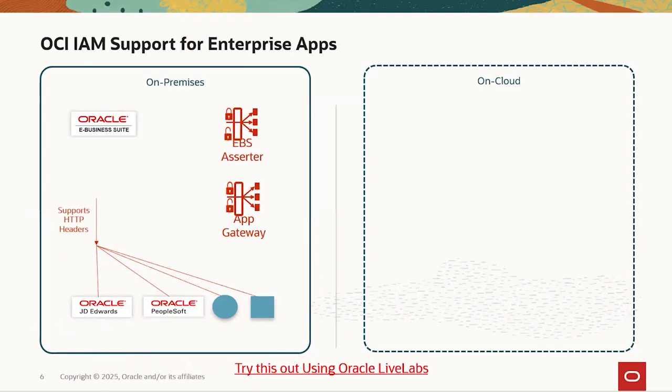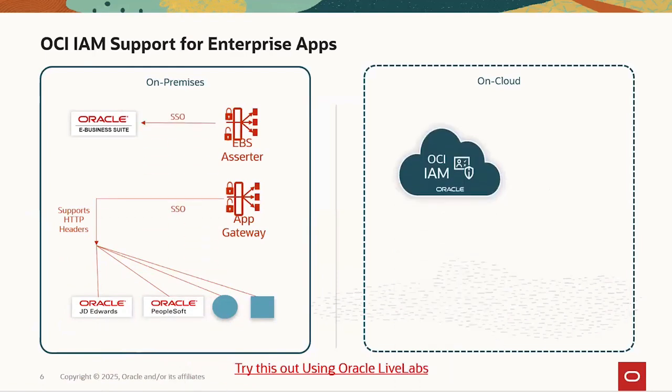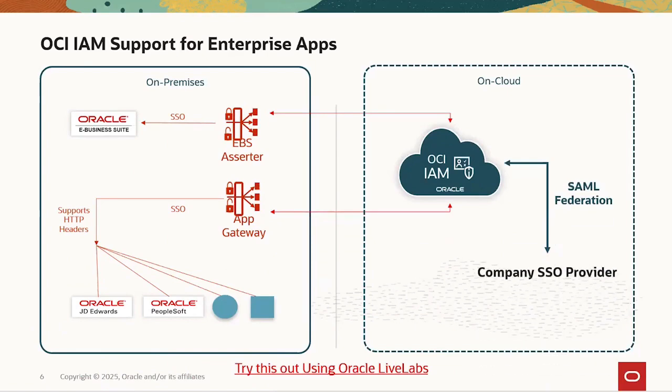So App Gateway is nothing but a reverse proxy that can be used for applications which support header-based authentication for single sign-on. And upon the connection, you would be connected to the cloud side of OCI IAM. And then you can take your flow towards your corporate identity provider with a SAML federation, if you have one. So in a nutshell, you will be able to log in to your company enterprise applications using your company SSO provider credentials. So how cool is that?